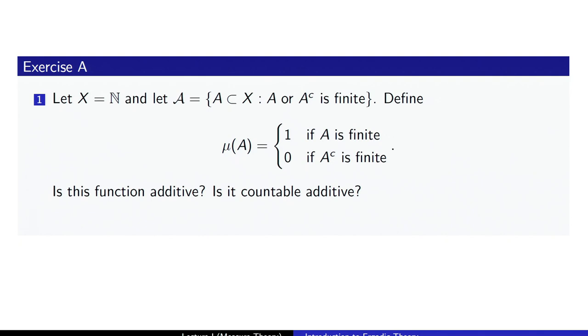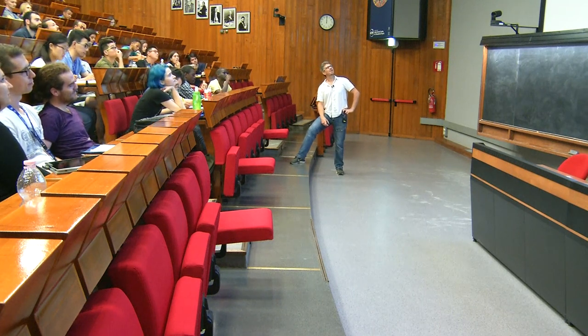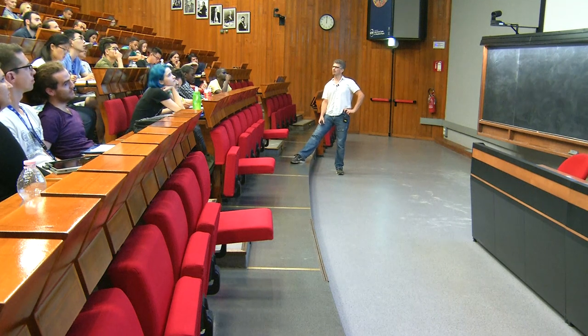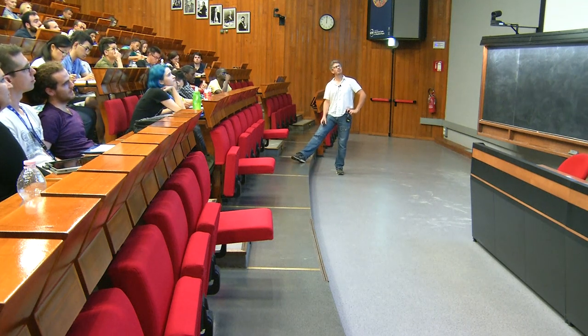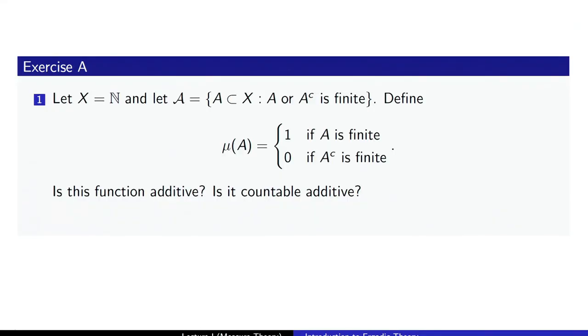Is it clear? So we have the set of natural numbers is my space, and then I look at all the subsets of these natural numbers where either that set is finite or the complement of that set is finite. Then I define this function mu. So, of course, I'm using a symbol that I like to use for measures. So I'm thinking maybe this is a measure. But anyway, that's what it's defined as. And so the question here is this function additive and is it countably additive?